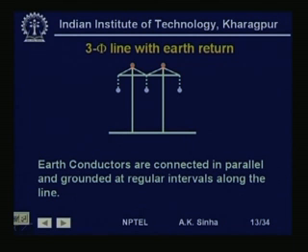Now, we will take up a 3-phase line with earth return. This is a normal situation where the 3 conductors may be horizontally placed, and at the top of the transmission tower we have earth wires or ground wires. These ground wires, as I said earlier in lesson 2, are used to protect the phase conductors from direct lightning strokes.